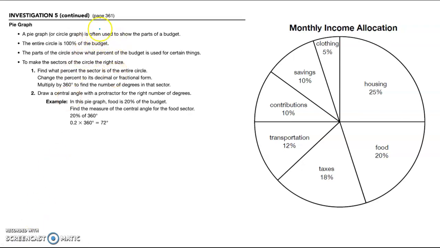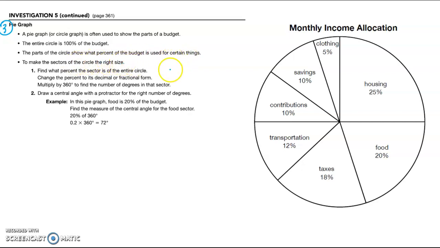Pie graph. So this is our third type. A pie graph is a circle graph often used to show parts of a whole, not just a budget, but a whole thing. So the entire circle is 100%. You can see in this pie graph that it happens to be a monthly income allocation or just a budget where they're going to spend 5% of their income on clothing, 10% they're going to put in savings, 10% in contributions, etc. So the parts of the circle show what percent of the budget is used for certain things.